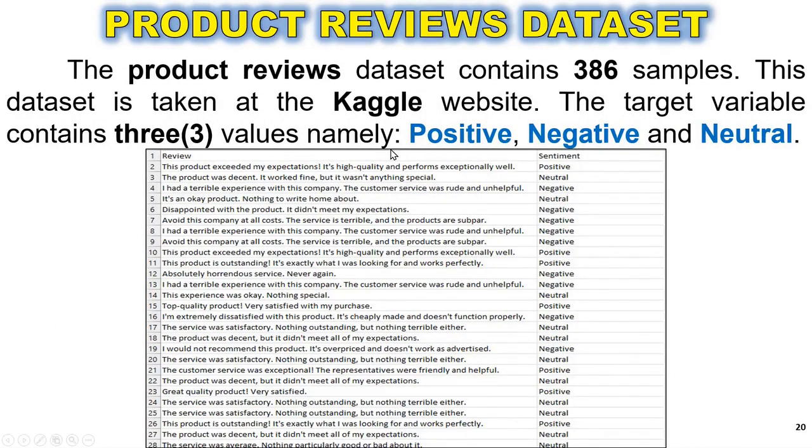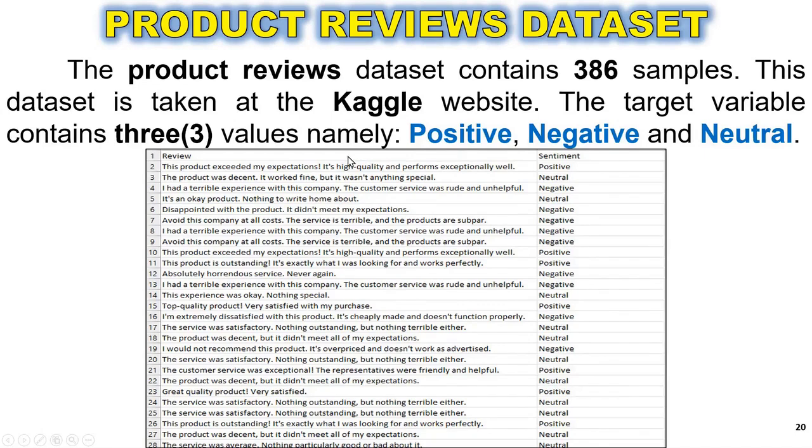Using the support vector classifier, we will train the machine to classify product reviews into positive, negative, and neutral. The product reviews dataset contains 386 samples. This dataset is taken from the Kaggle website.